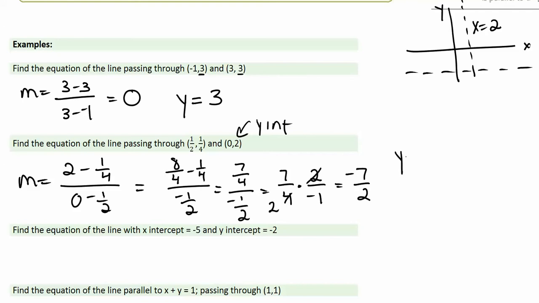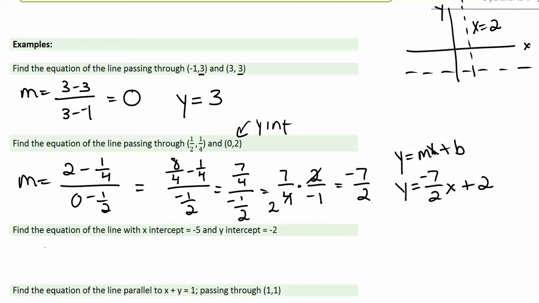Now, this is the slope-intercept formula, y equals mx plus b, so we have everything we need here. y equals -7/2 x plus b, where b is the y-intercept, which in this case is 2. So we are good to go on that problem. Let's try the next problem.